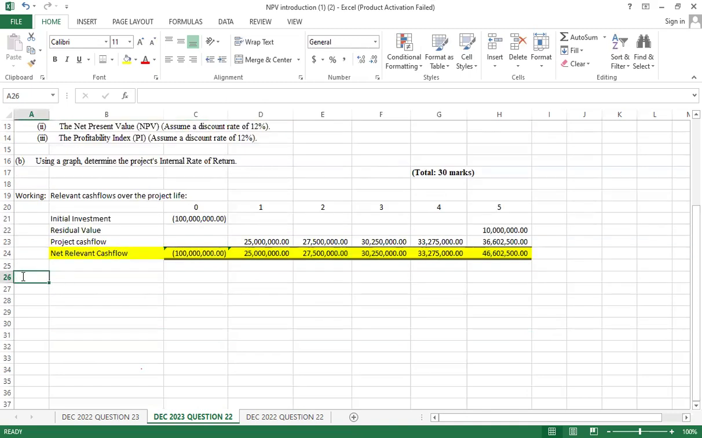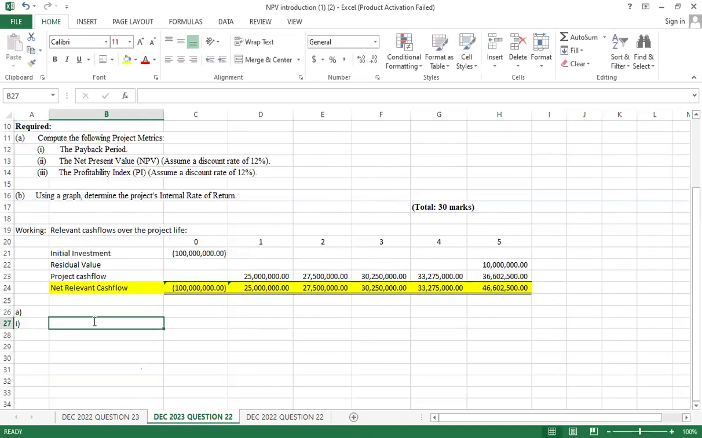Let's start with part A. And part A has three requirements. Requirement number one is that we compute the payback period. How do we compute the payback period? How do we know how long the project takes to recover the initial investment?